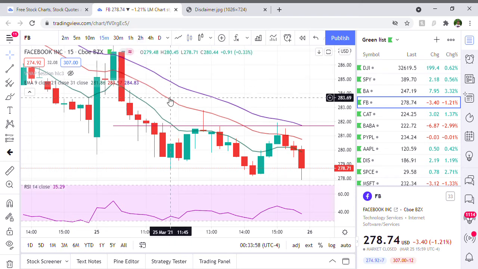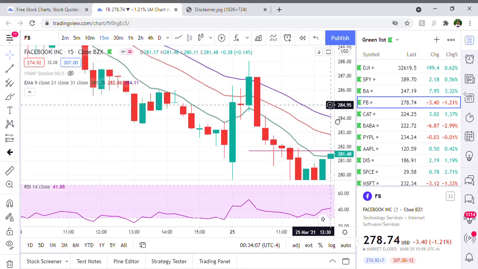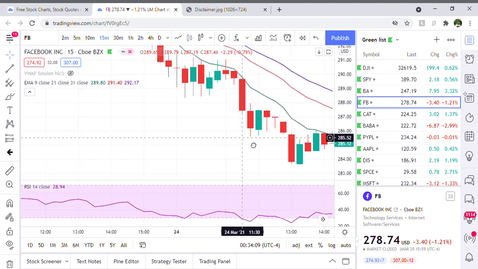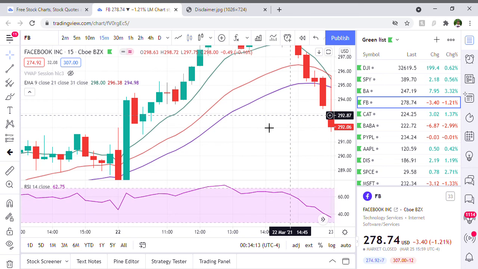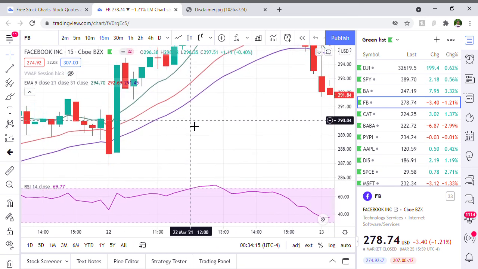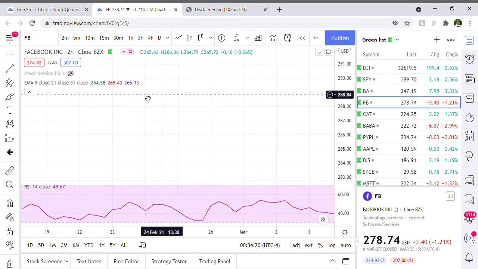If the EMA lines are in order, I explained to you with the bearish trade. If you want the bullish trade, I can show you. I'll just move backward to when the Facebook stock was bullish. So actually let me go to the 2 hour chart to show you where to swing Facebook.